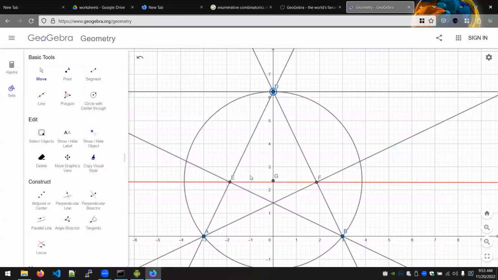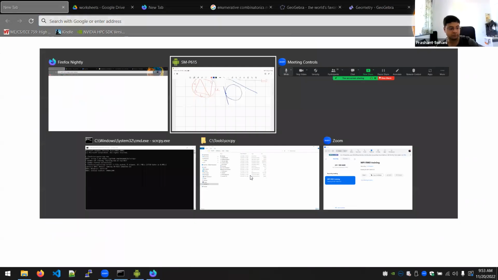Can you just scroll up to that solution of question 3, the construction one? Okay, sure.